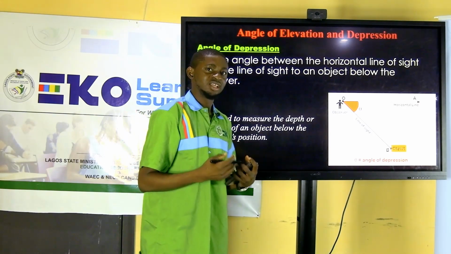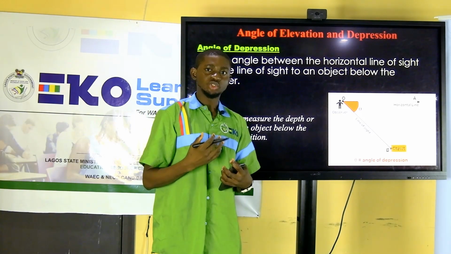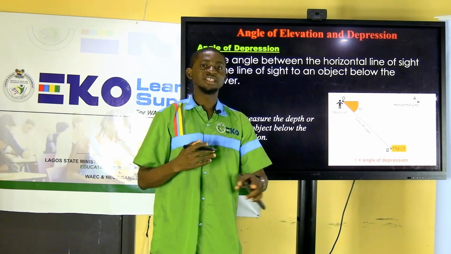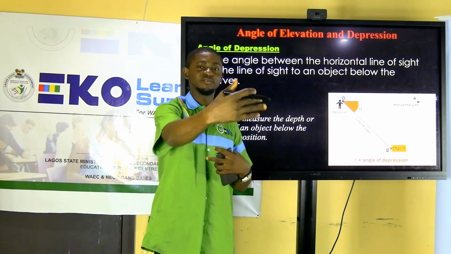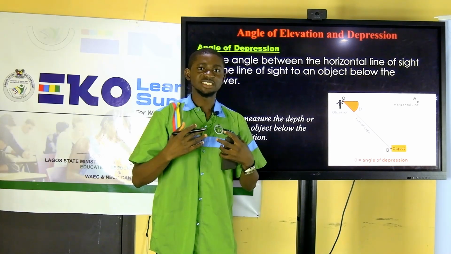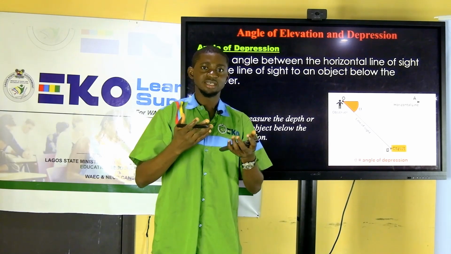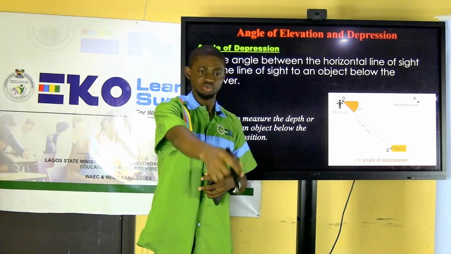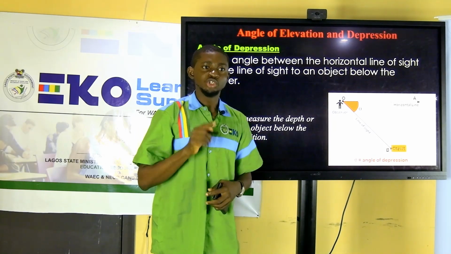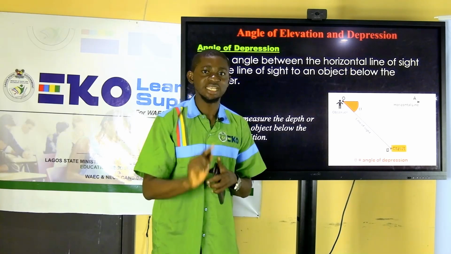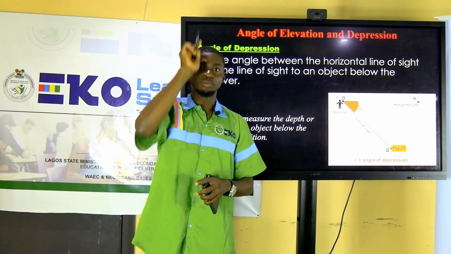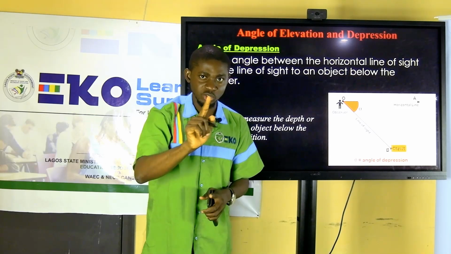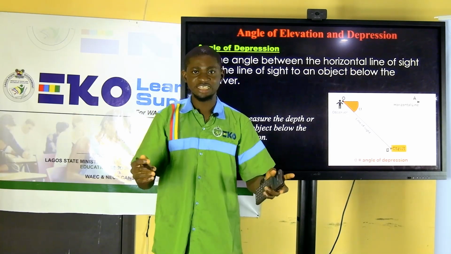Take for example, if someone is talking to you from a storey building, maybe you are at the ground floor, in front of the building, and someone is at the entrance or at the veranda there, and the person is talking to you down there on the floor, you will be looking at the person at an angle of elevation, but the person will be looking at you at an angle of depression. So you take note of elevation and depression.